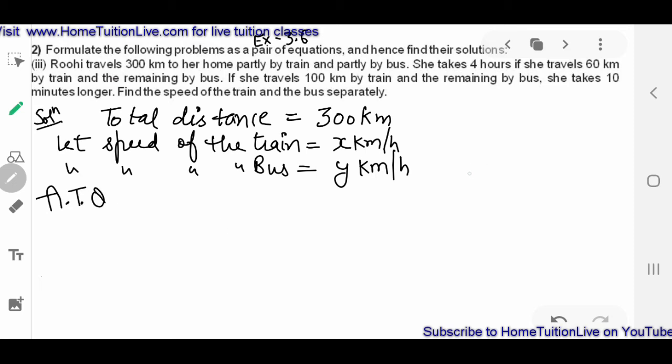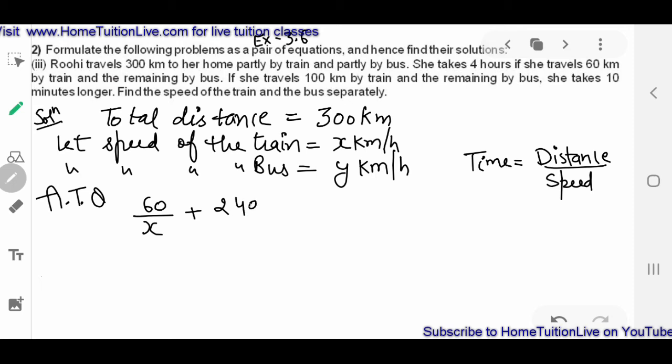we know that time equals distance upon speed. So the time taken by the train is 60 kilometers upon speed of the train. 60 kilometers is the distance travelled by train and the remaining by the bus. And the remaining by the bus is 240 kilometers and the speed of the bus is y kilometers per hour. And total time taken is 4 hours. This is our first condition.